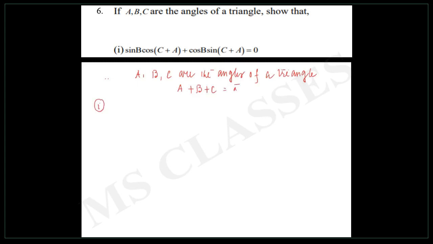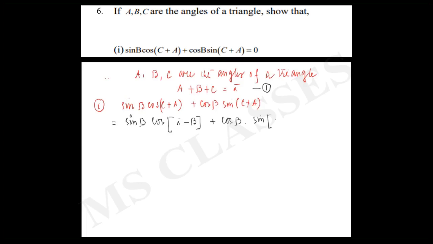Question 1. It is given: sine B cos of C plus A plus cos B sine of C plus A. Now, we have to find the value of this. How do you find the value? Very simple. Here, sine B into cos, what can we write, children? We can write pi minus B, using equation 1. Now here, cos B into sine of pi minus B.